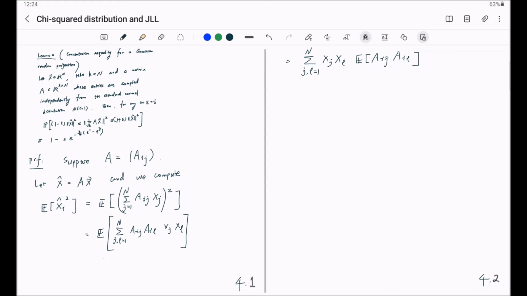Now, look at the random variables A_ij and A_il. They are identical when j is equal to l. When j is not equal to l, they are independent, so we can split this into a product. Observing that the expectation of A_ij and the expectation of A_il are both equal to 0, because they are mean 0 random variables, all standard normals, when j is not equal to l, this will become 0. When j is equal to l, it will become the expectation of the squared A_ij. Hope this makes sense to you. This follows from the expectation of A_ij equal to 0 and the independence of A_ij and A_il when j is not equal to l.